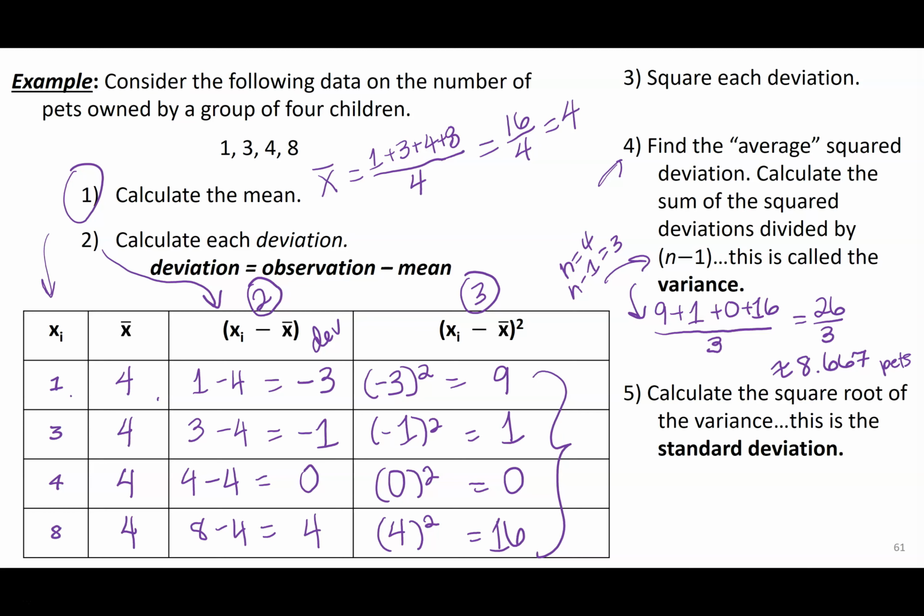Okay, and then we still have one more step. So step 5, we need to take the square root of what we have here. So square root, I'm still going to just have 26 over 3 because it's exact. It's going to be something like 2.944 pets. So these children had an average of 4 pets in their household, but it varied on average about 2.944 pets.